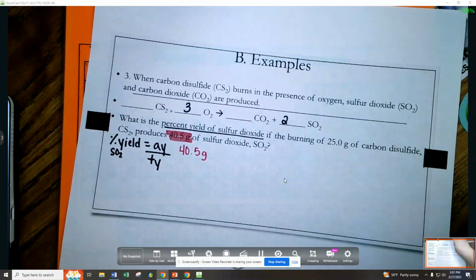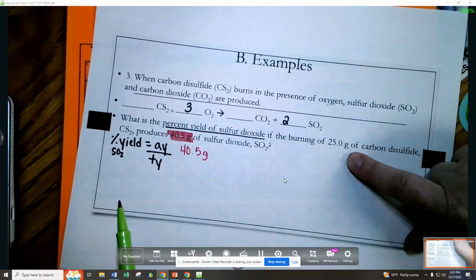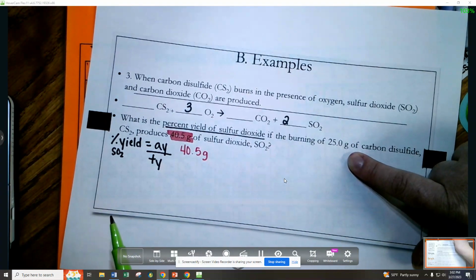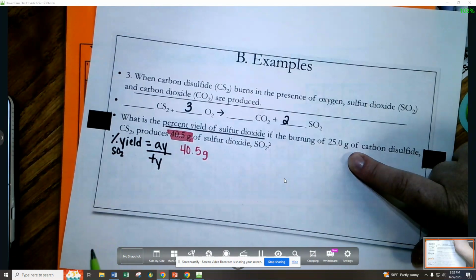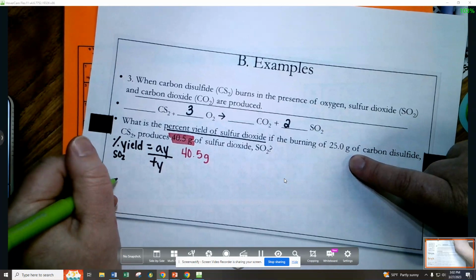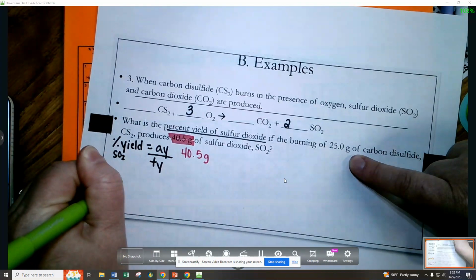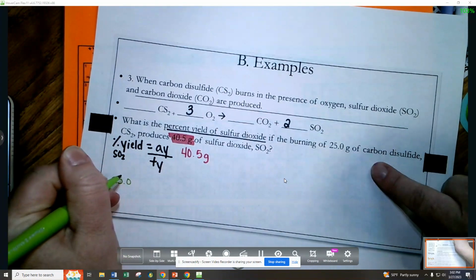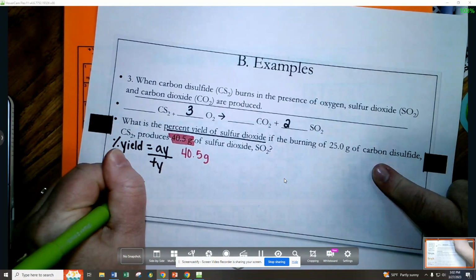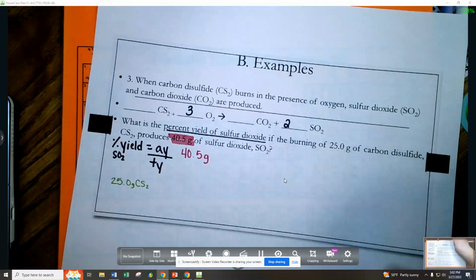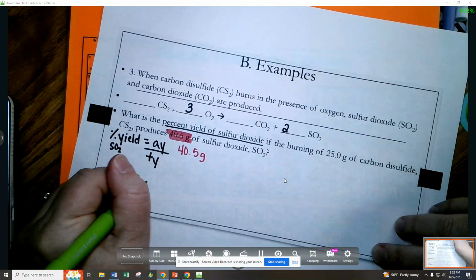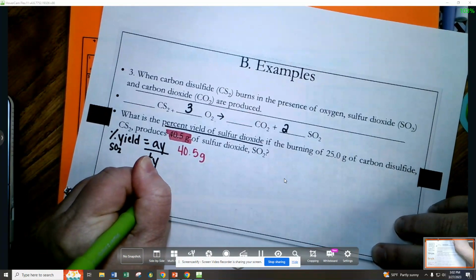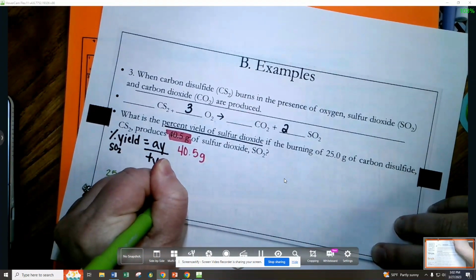What we are finding is if we burned all of this carbon disulfide, how many grams of sulfur dioxide should it have produced without any human or experimental error? So what we have is a mass to mass where we're going from 25 grams of my reactant, CS2, and we're going to change it to grams of the product, and specifically they want to know the yield of the sulfur dioxide. So the first step is to go through moles, and that's with the use of molar mass.